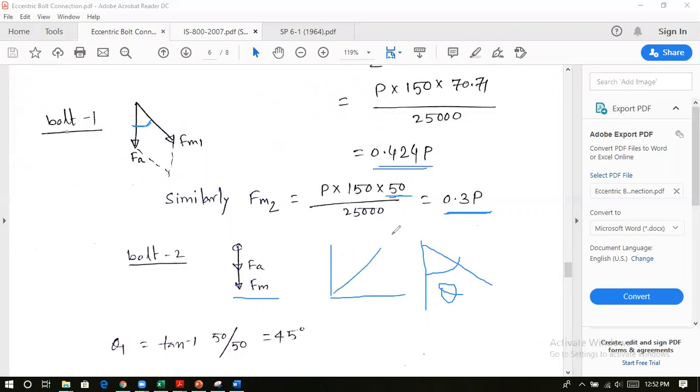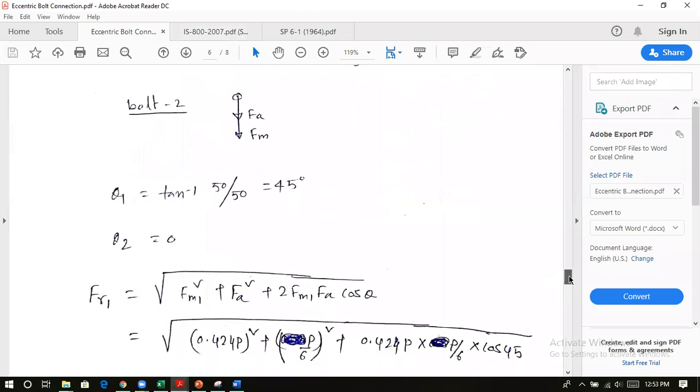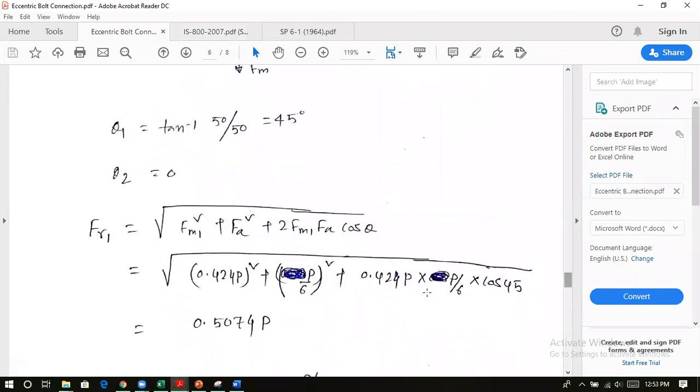and that we can simply find out from this diagram. This is the bolt 1, this pitch was 50 and this was 50, so tan theta will be 50 by 50, so theta 1 will be tan inverse 50 by 50, that will be 45 degree. So by using this theta we can calculate the resultant force on bolt 1.